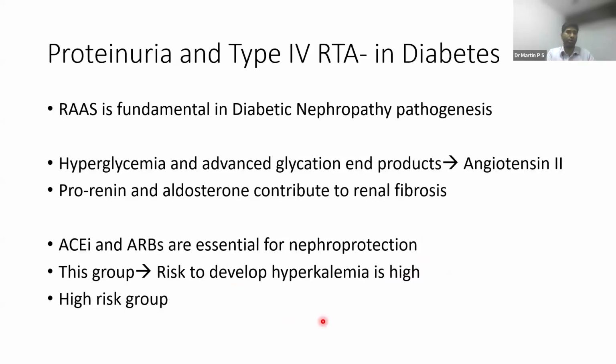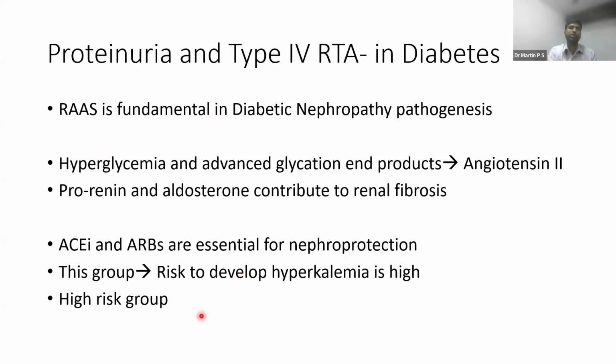But what about the proteinuria? We know that proteinuria control is of paramount importance in managing diabetic patients with diabetic kidney disease. So in that patient who is having type 4 RTA, what will you do? There is no doubt that RAS is fundamental in diabetic nephropathy pathogenesis, and without blocking the renin-angiotensin-aldosterone system, diabetic nephropathy progression cannot be stopped. So for that, you need ACE inhibitors and ARBs. There is no doubt about it.